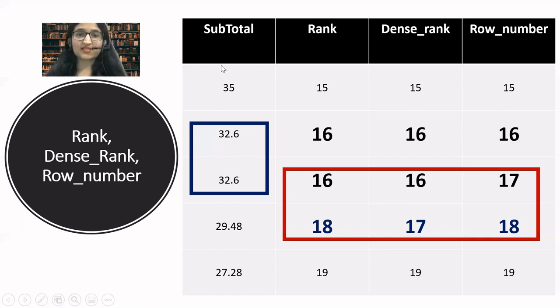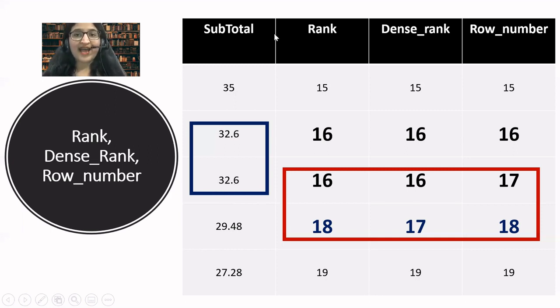For example, in this table, let's say this 32.6 corresponds to row number 16 and this second 32.6 corresponds to row number 17. So row number is giving you something like a serial number for the row. You can consider this to be a serial number. So if 32.6 comes 4 times, the numbers would be 16, 17, 18, 19 in the case of row number. Now we had two numbers with the same value. Now we have another number which is not the same as 32.6.